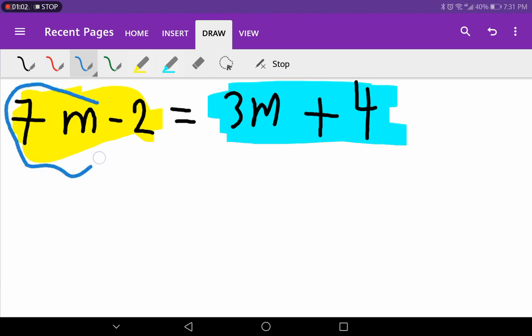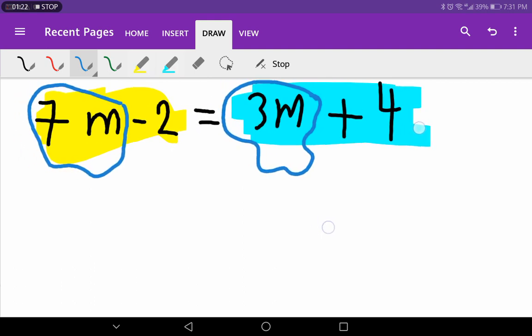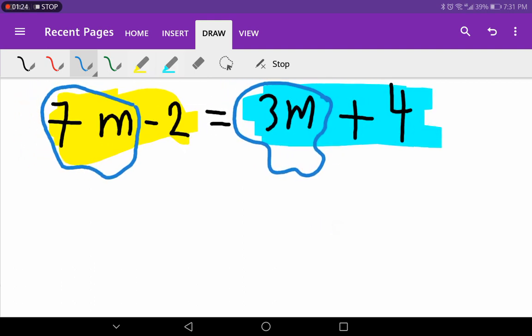Yes, I have a variable here and a variable here, so we have to move the smaller variable, which is 3m, to the left side, or the yellow side. And my dear student knows that if I move any variable from side to side, I have to change its sign. It is positive 3m. When I move it, it will be negative 3m. So 7m minus 3m equals 4m.